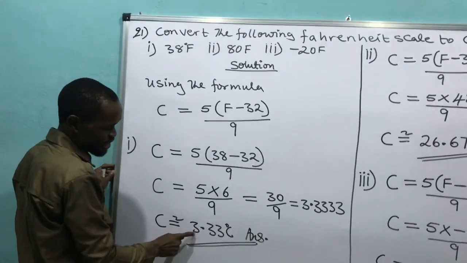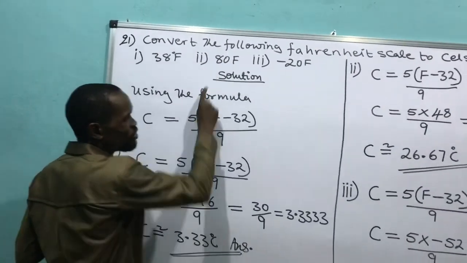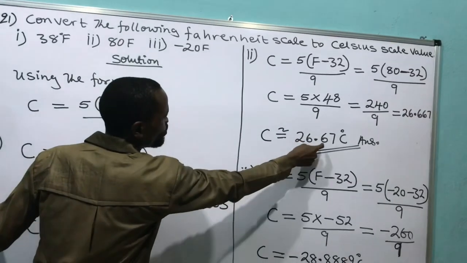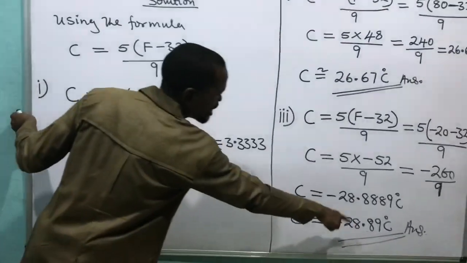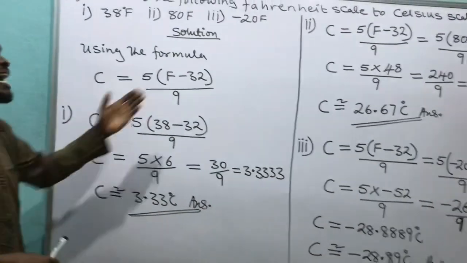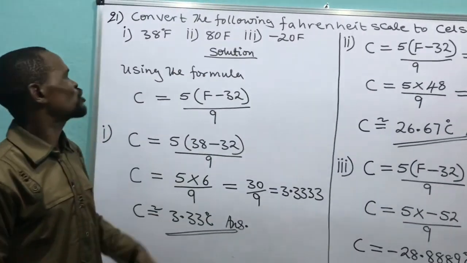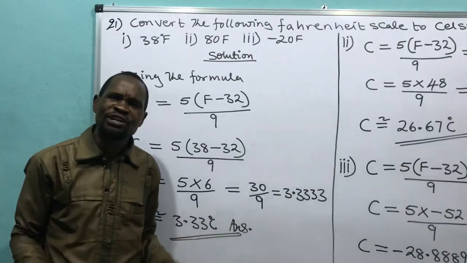Equivalent of this one is what? 3.33 degrees. Equivalent of this one is what? 26.67. Equivalent of this one in degrees centigrade is what? Minus 28.89. So that's what we have now. Let's go to question number 2 for more clarification.